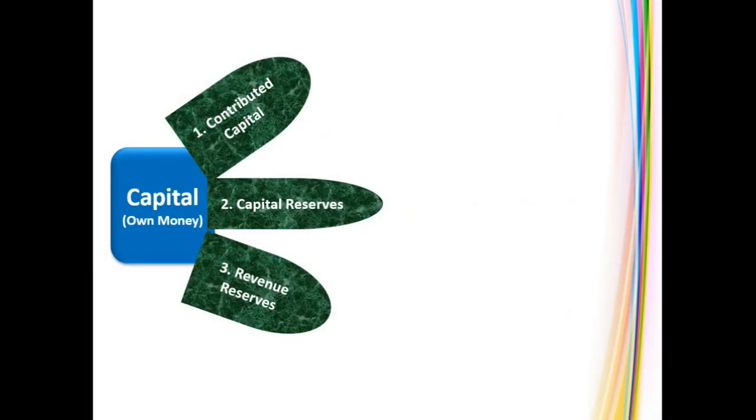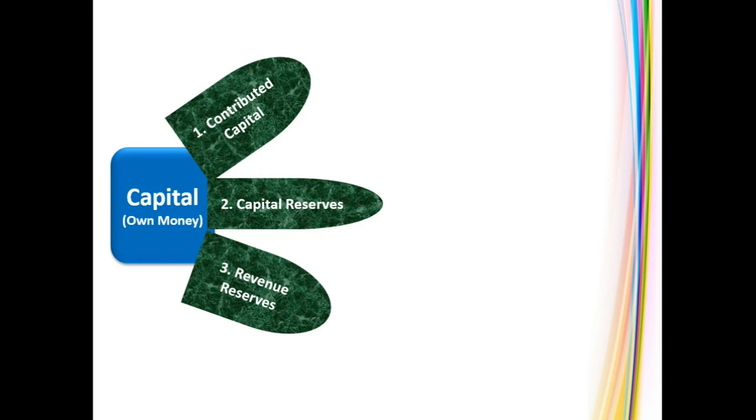Let's learn the classification of capital. So capital can be represented by three types. These are contributed capital, capital reserves and revenue reserves. Contributed capital: the amount contributed by the owner or owners is termed as contributed capital.